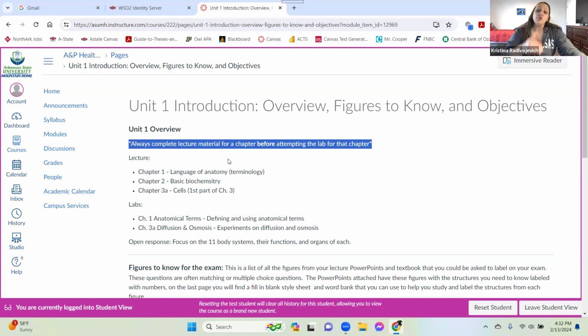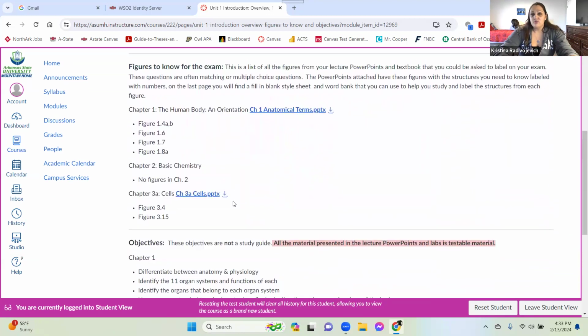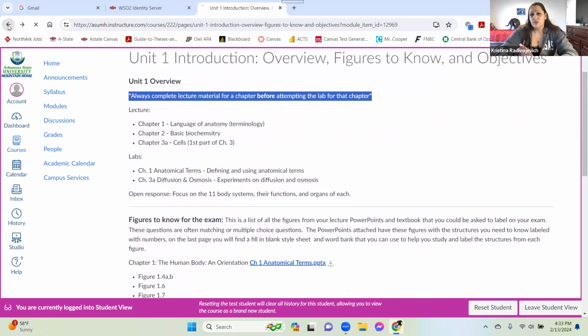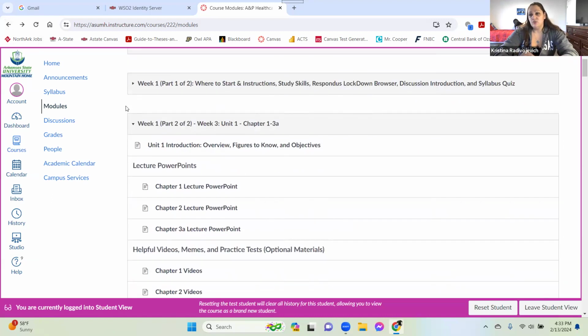So do yourself a favor, go through the lecture and then go through lab. In the course calendar, I actually have it listed that way. Go through the lecture and then the lab for that day, and that's going to make things a lot easier. Again, this is just information for you, figures to know, all of that. Make sure you go through each one of those every time you start a new unit, just simply because it's going to give you a rundown.